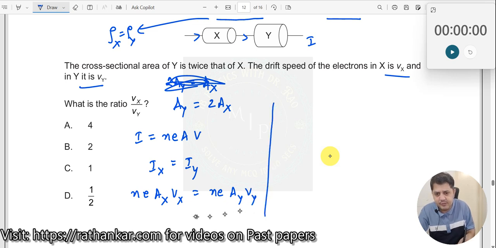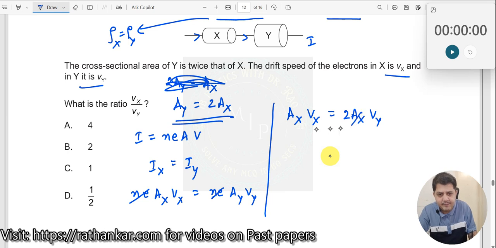Now when I do this, what do I get here? This Ne and Ne cancel away. Now I have Ay is equal to 2Ax. So I will just write Ax into Vx is equal to 2 times Ax into Vy. So this Ax and this Ax go away. So what is it that we need? Vx by Vy. So Vx by Vy is equal to 2. So the answer is B.